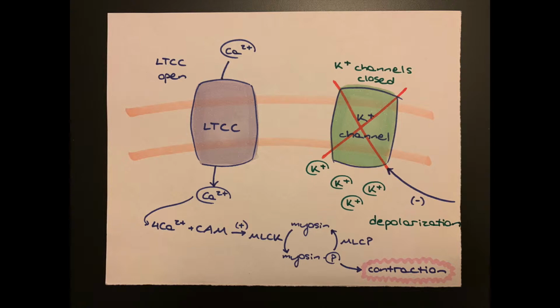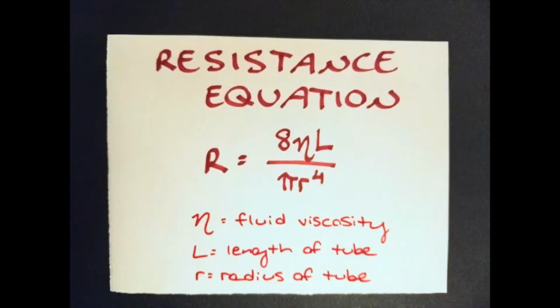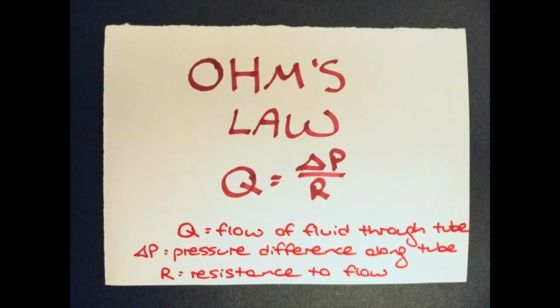Calcium bound to calmodulin decreases the amount of MLCK that can phosphorylate myosin and cause ATPase activity at the myosin head for contraction. Vasoconstriction results in a decrease in radius, which increases the resistance in the vessel, according to the resistance equation. The increased resistance results in a slower flow rate, according to Ohm's law.